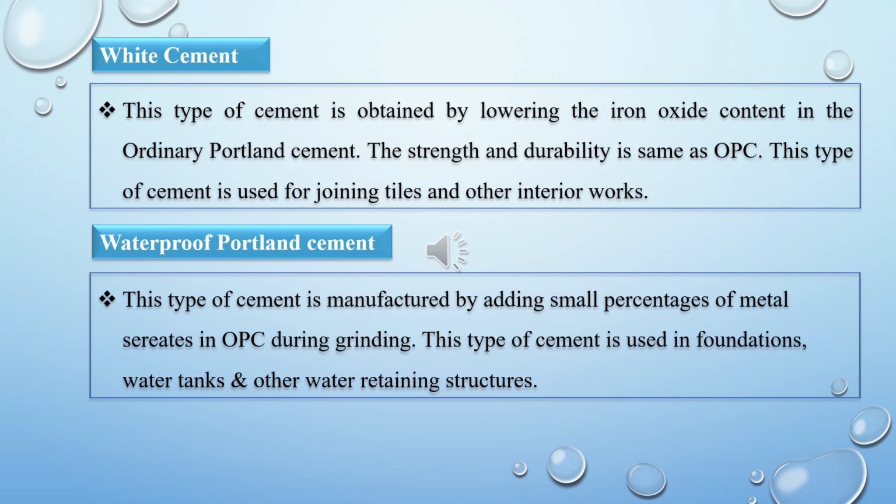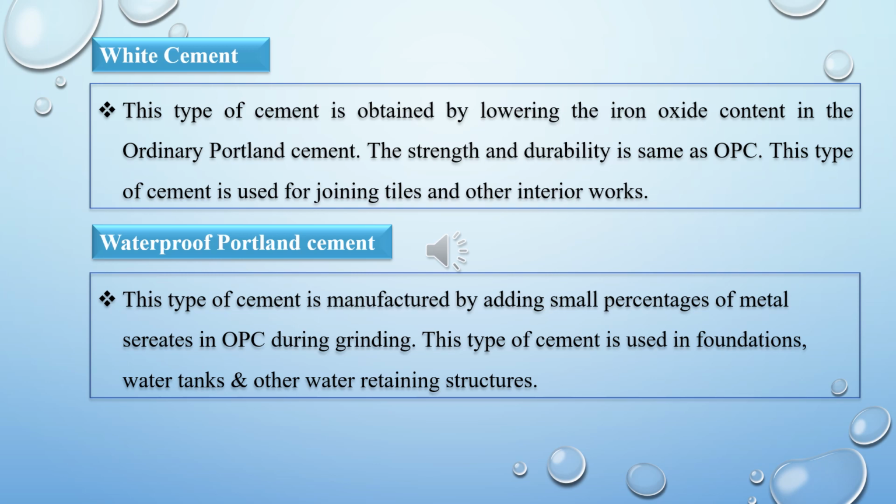So students, the last one is waterproof Portland cement. This type of cement is manufactured when we add a small percentage of metal stearates into the OPC during grinding. This type of cement is used in the foundations, water tanks and other water retaining structures.